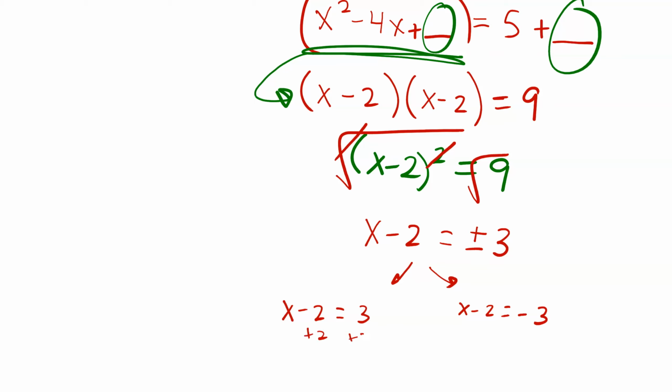So add 2 to both sides. I see x equals 5. Add 2 to both sides. X equals negative 1. So these are our two answers.